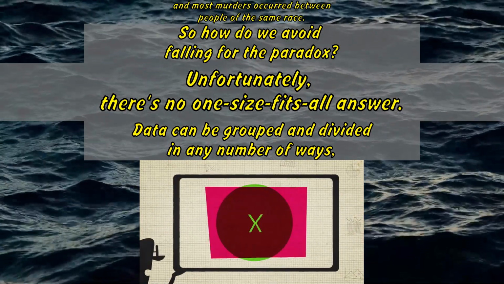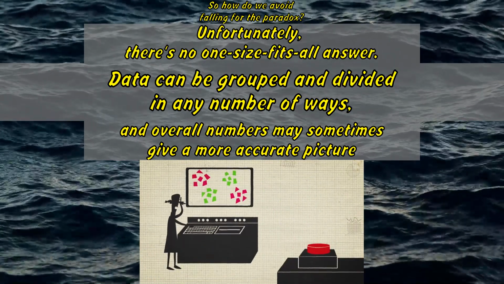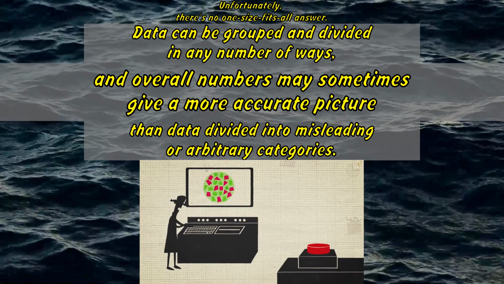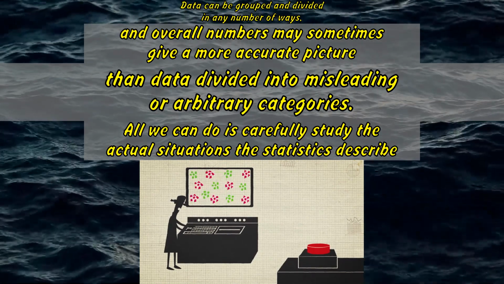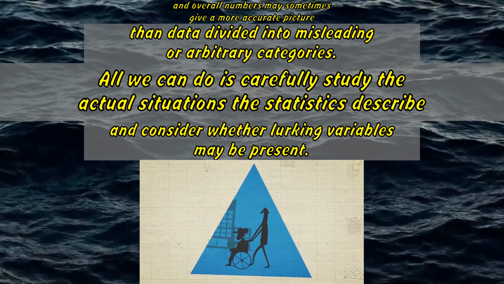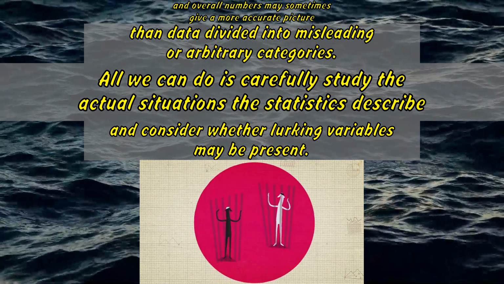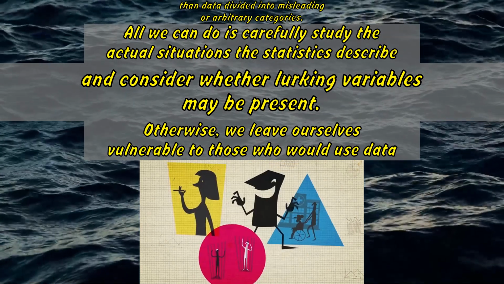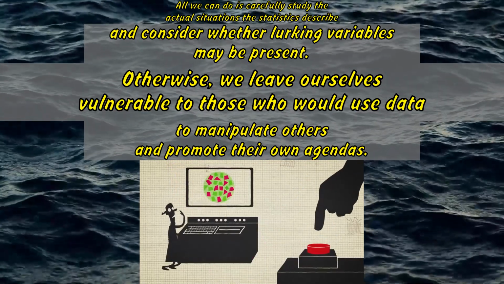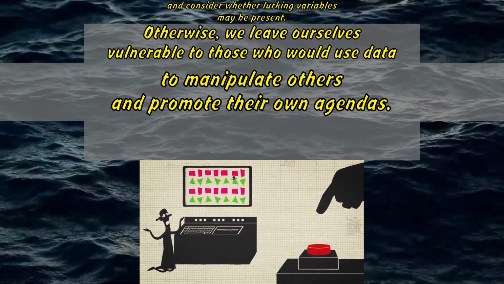So how do we avoid falling for the paradox? Unfortunately, there is no one-size-fits-all answer. Data can be grouped and divided in any number of ways, and overall numbers may sometimes give a more accurate picture than data divided into misleading or arbitrary categories. All we can do is carefully study the actual situations the statistics describe and consider whether lurking variables may be present. Otherwise, we leave ourselves vulnerable to those who would use data to manipulate others and promote their own agendas.